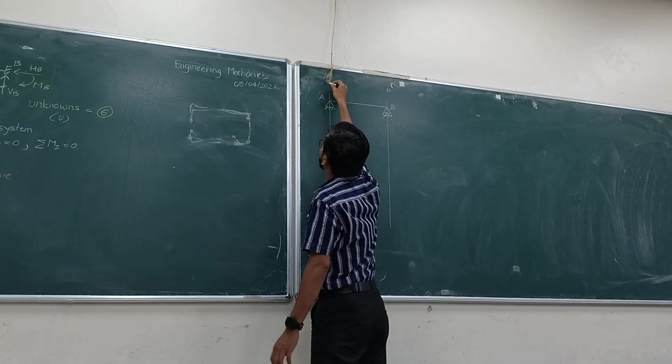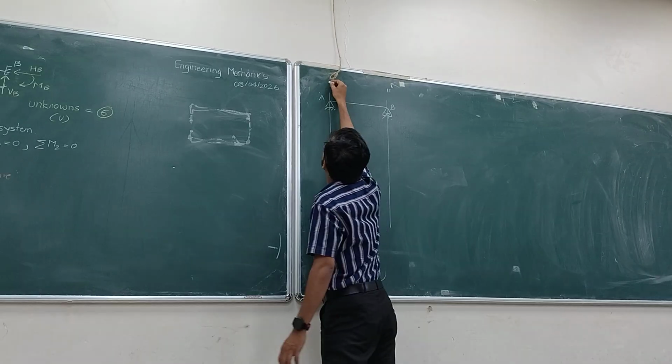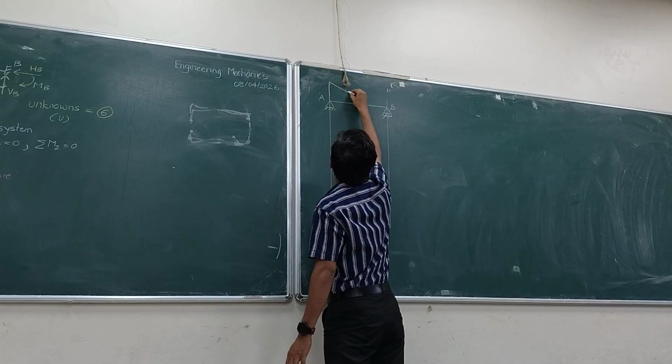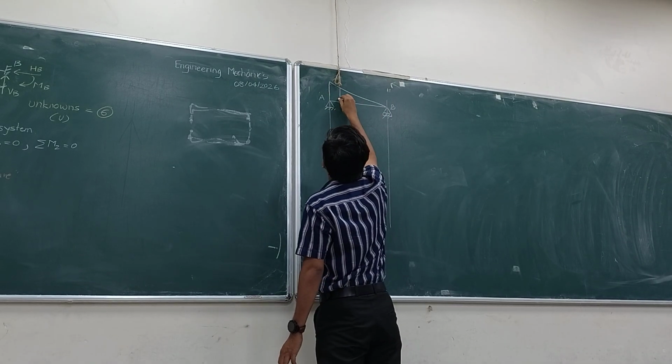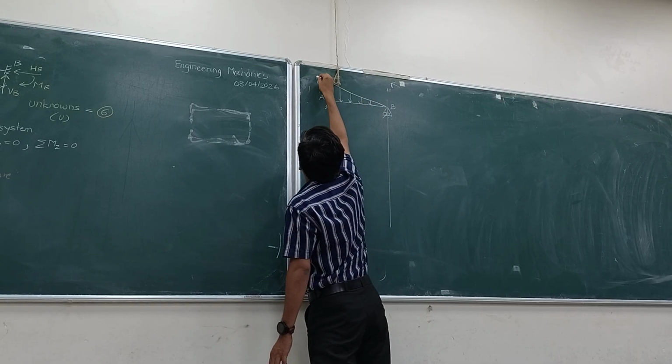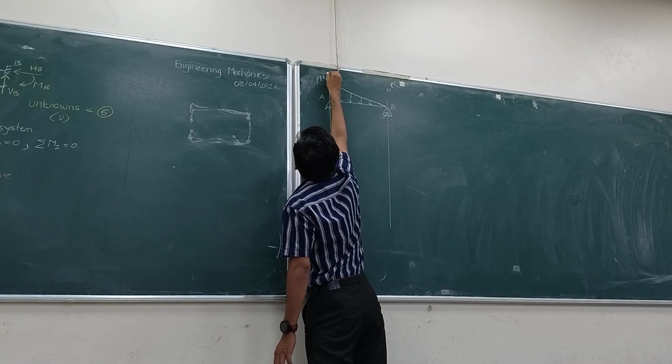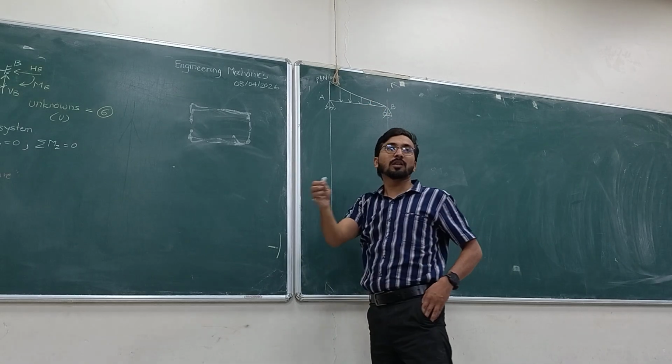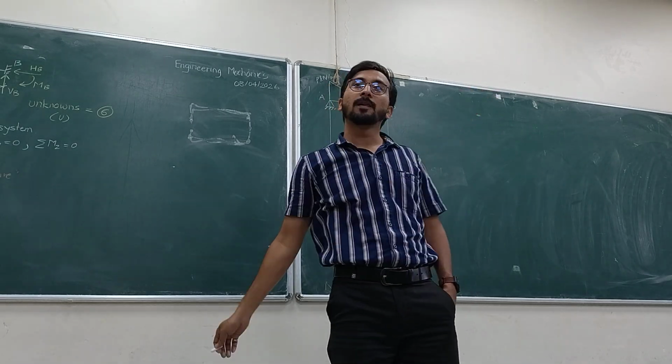So, how was it given here? The maximum load, so this was the maximum load. Yes or no? Yes. And what type of load is it? UVL. Uniformly varying load.